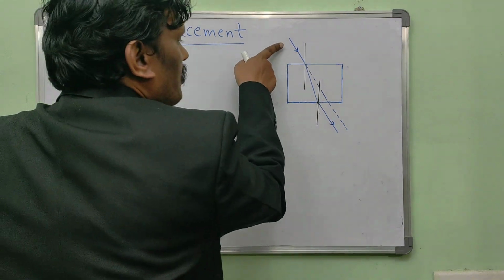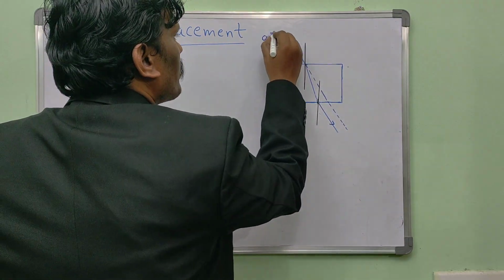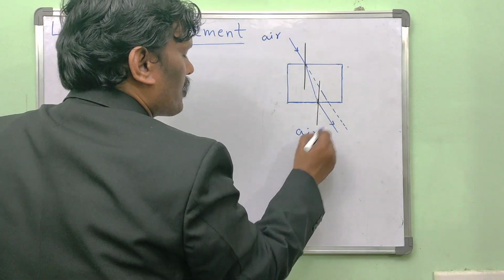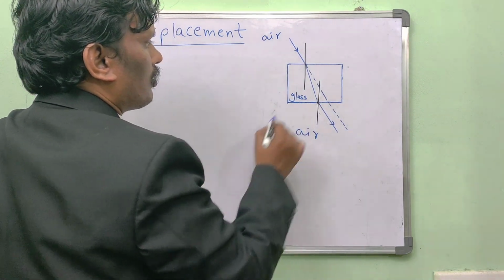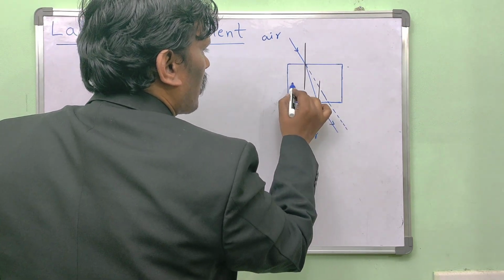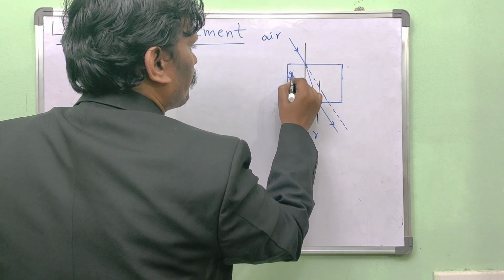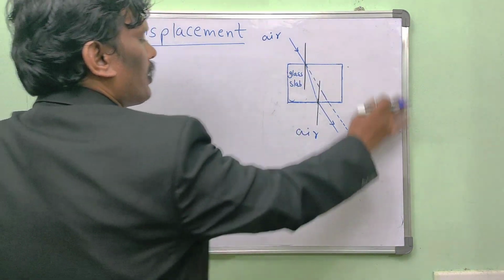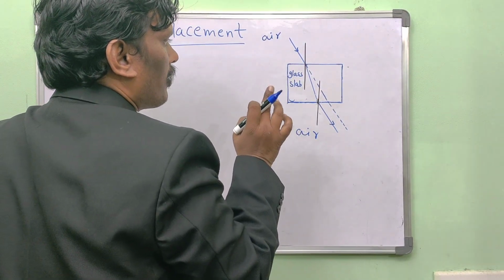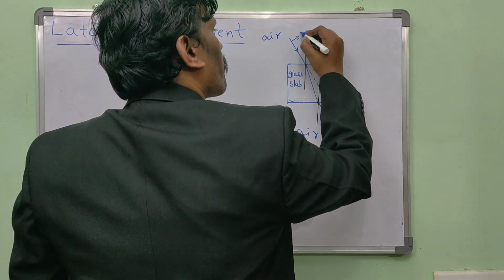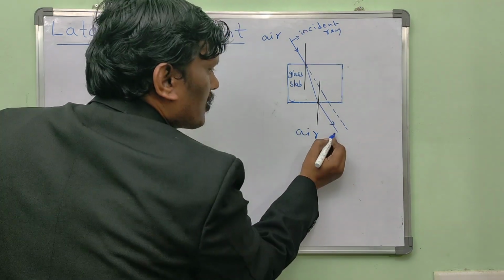So when a light ray passes through a glass slab, I am going to consider this as the air medium. This is also air medium. That means in the air medium, we are going to place the glass slab. This is the glass slab. Light ray passes through the glass slab. This is the incident ray, and this is the emergent ray.